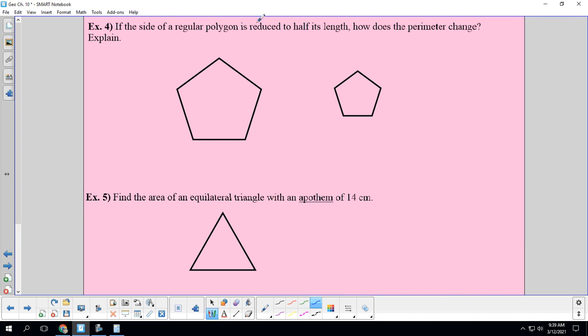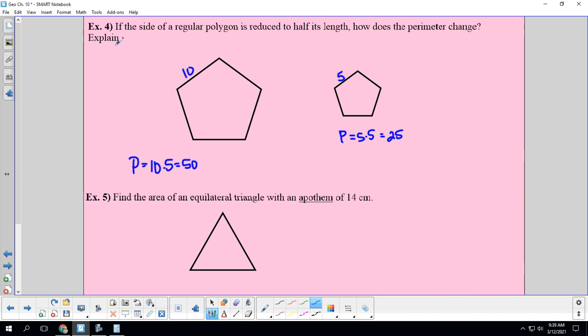If the side of a regular polygon is reduced to 1/2 its length, how does the perimeter change? Explain. Okay, so let's do a little test. We'll make these, let's go 10. And then we'll make this one 1/2 of that, 5. So the perimeter of our first one is 10 times 5, because there's 5 of the 10s. We add them all up, and that's 50. And then the perimeter of our smaller guy is 5 times 5, which is 25.